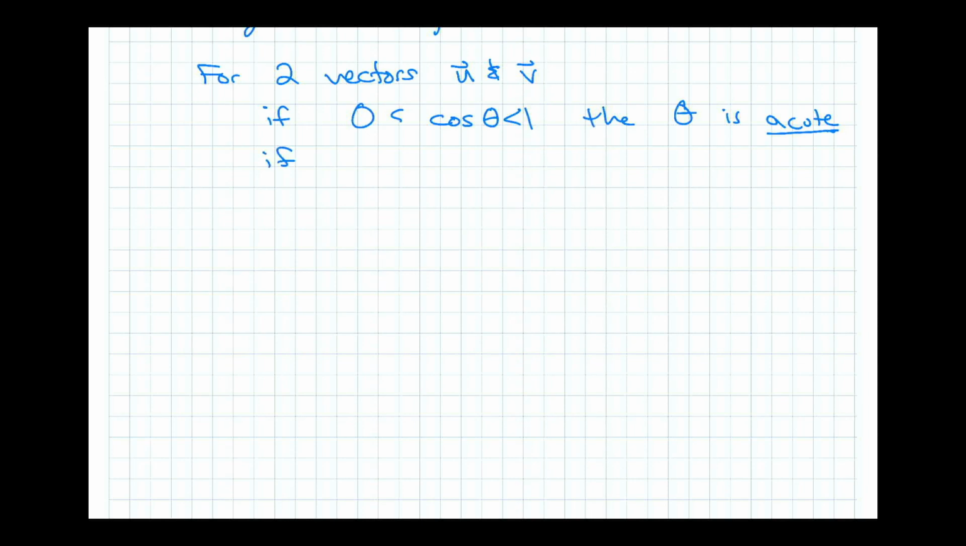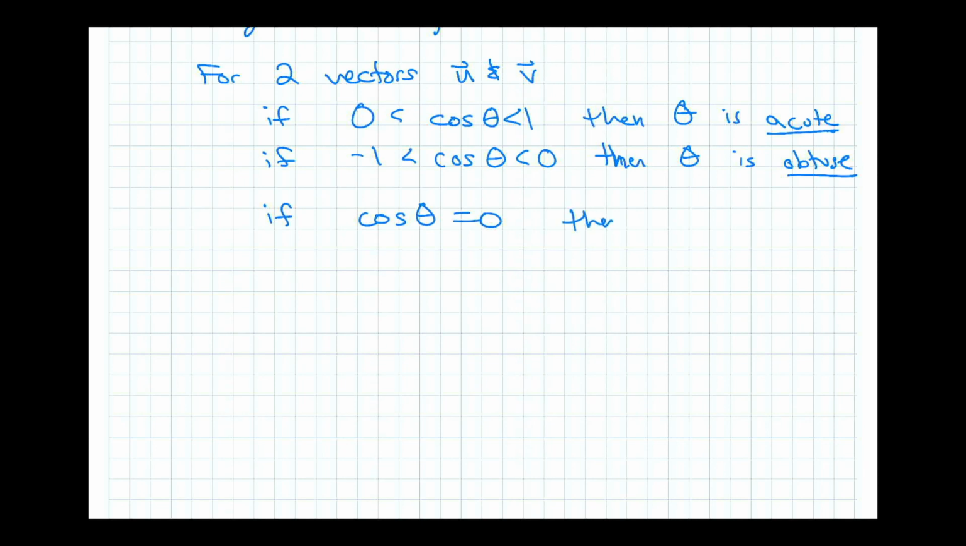If theta is between -1 and 0, then theta is obtuse, right? If cosine theta equals 0, we just saw what happens: then theta is 90 degrees or pi over 2 radians, a right angle.